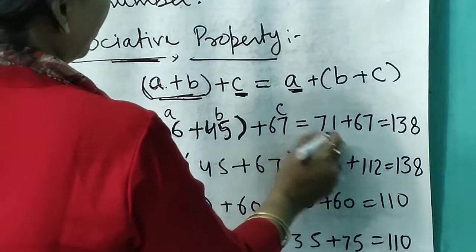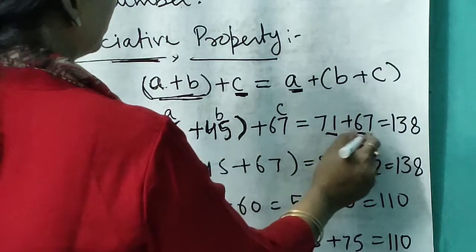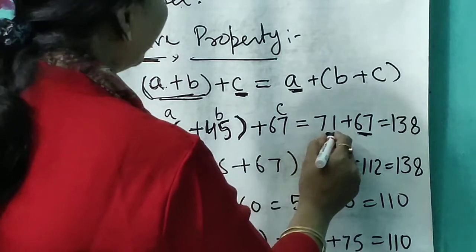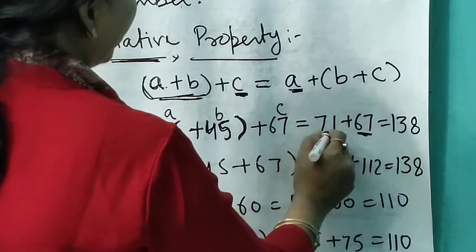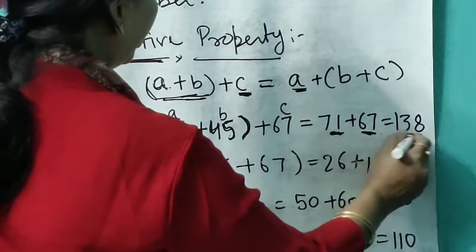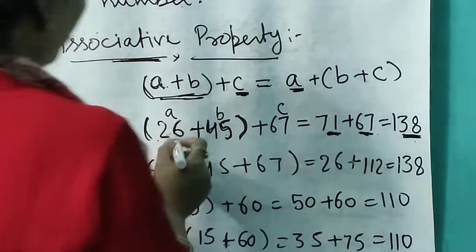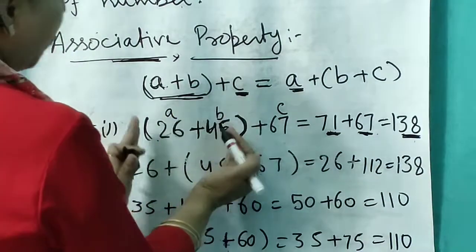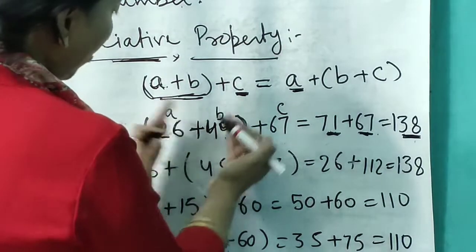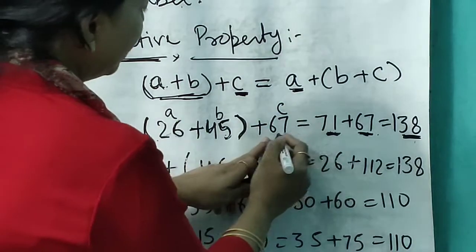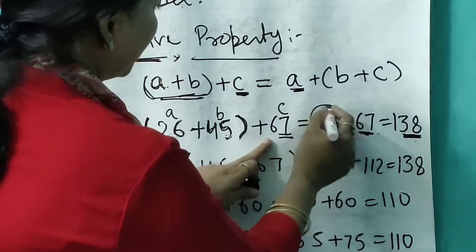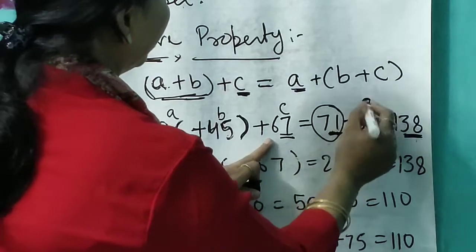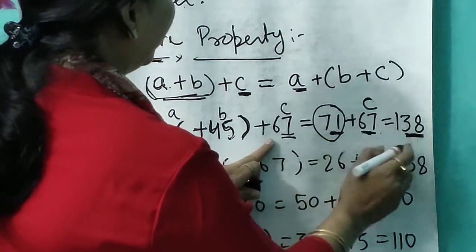So 71 plus c, that is 67. Now we will add 71 and 67. On adding this we will get 138. So this is the result when we first add a plus b, and then with the result of a plus b we add c. Then we are getting 138.